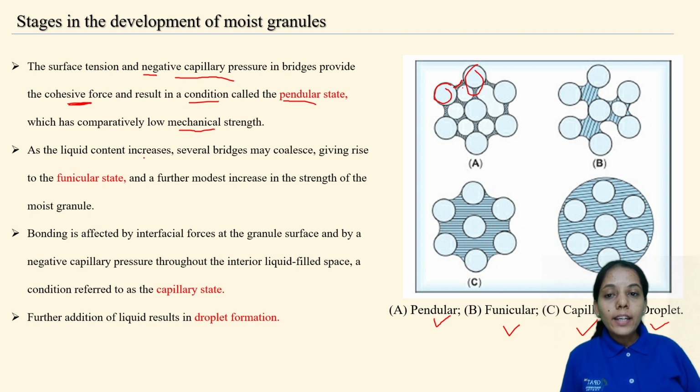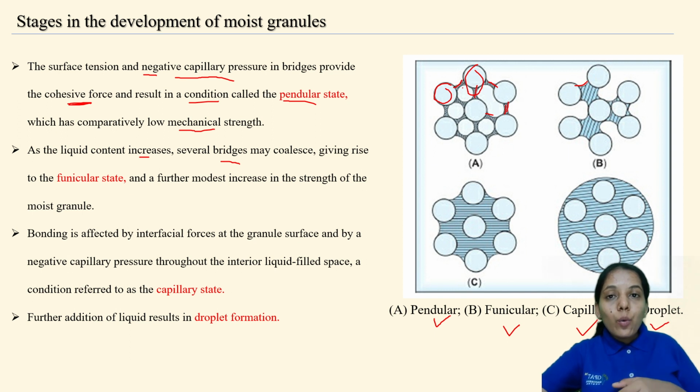As the liquid content increases, as you add more and more liquid or volatile solvent, any alcohol, the several bridges make coils. Coils means they will form agglomerates. Here you can see a single bridge, here a single bridge, this is a single bridge. Now what happens? This bridge and this bridge will come closer, so a structure like this will form. Between two particles, a single bridge will form. If you add more liquid, then several bridges will come closer to each other. That will form a coalescence.